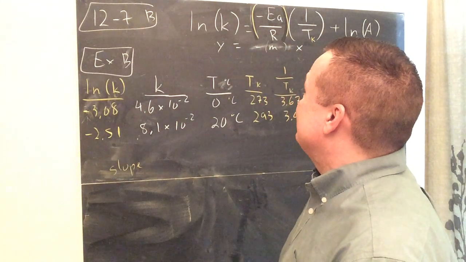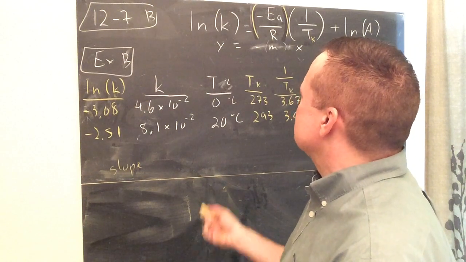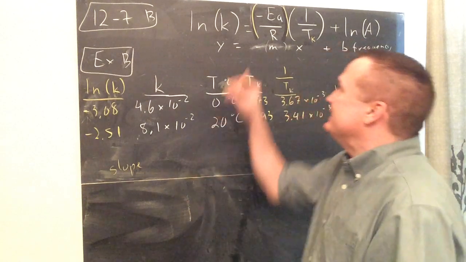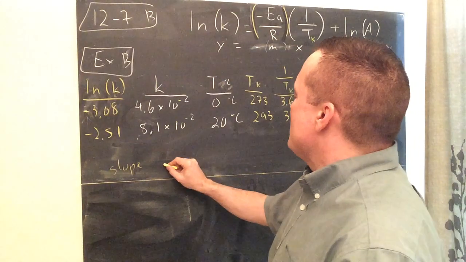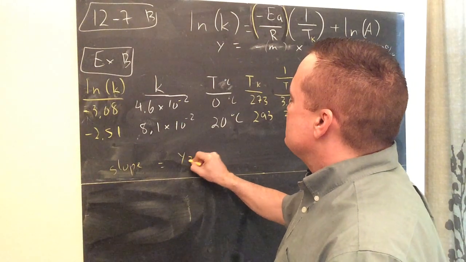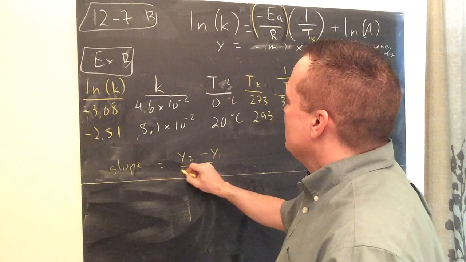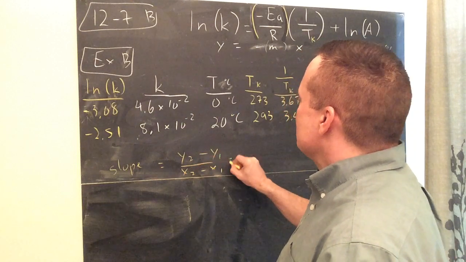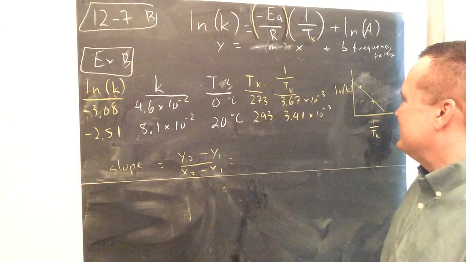Slope is equal to negative K. It is a negative number, but I'm sorry, not negative K, negative EA over R. But slope is going to be equal to Y2 minus Y1 over X2 minus X1. So let's plug these numbers in right now.